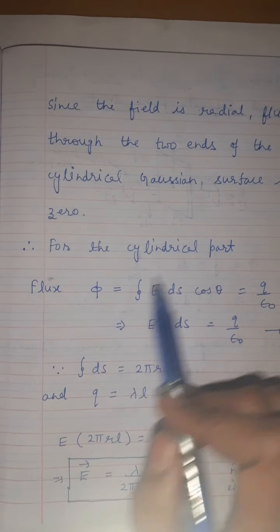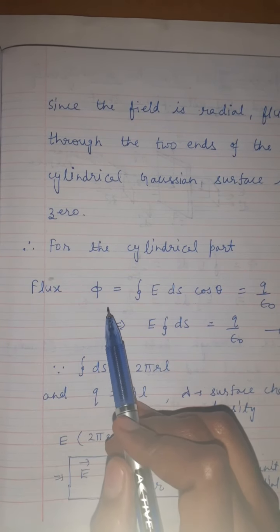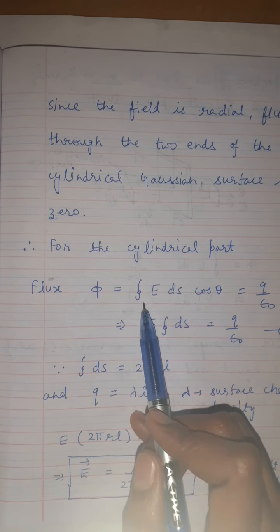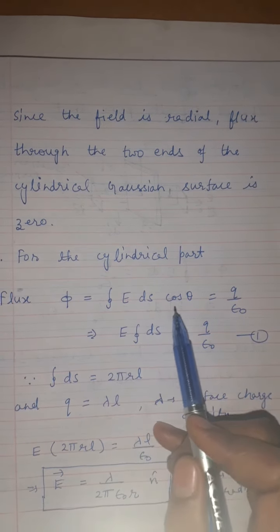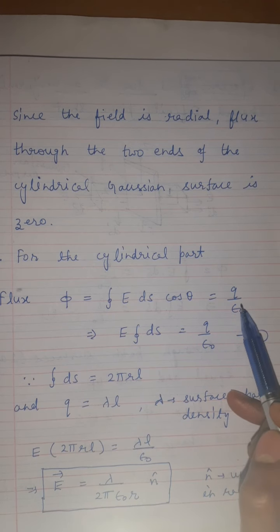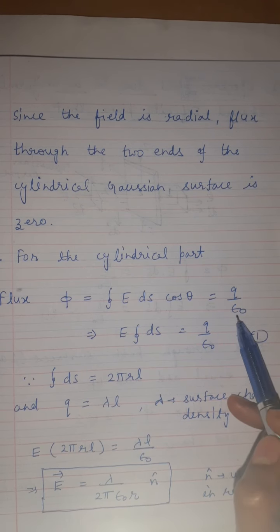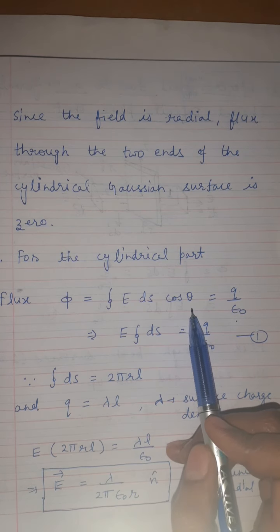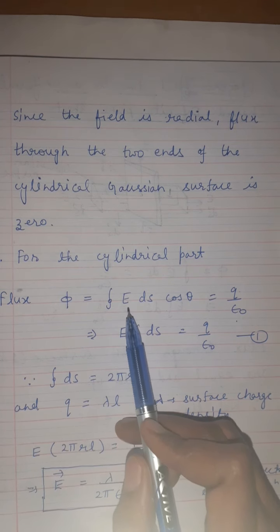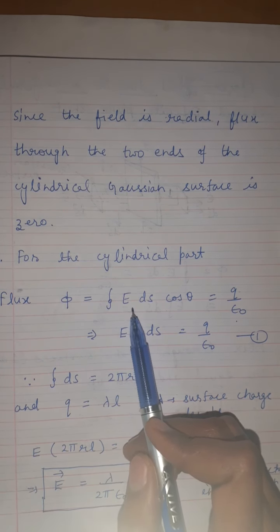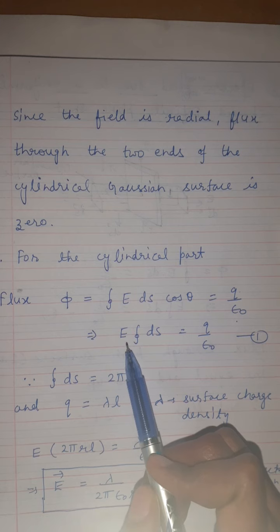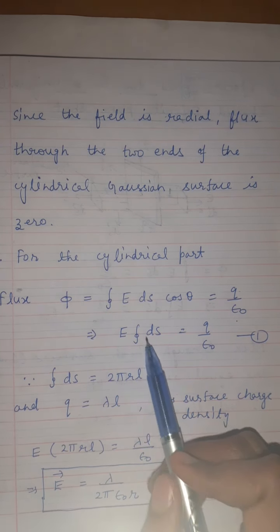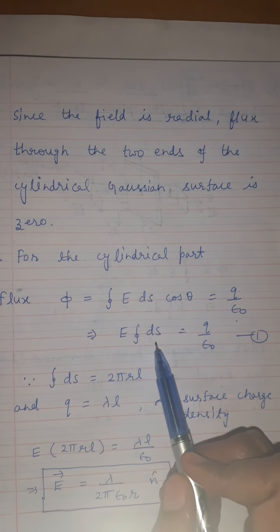And for the cylindrical part, we can write the total flux as phi equals the integration of E dot ds cos theta, and according to Gauss's law, it will be equal to the charge enclosed upon epsilon naught. For this surface, the angle is 0 degrees, so cos 0 will be 1. The wire is uniformly charged, so I have taken this electric field outside, and this integration will be applicable only to the surface.